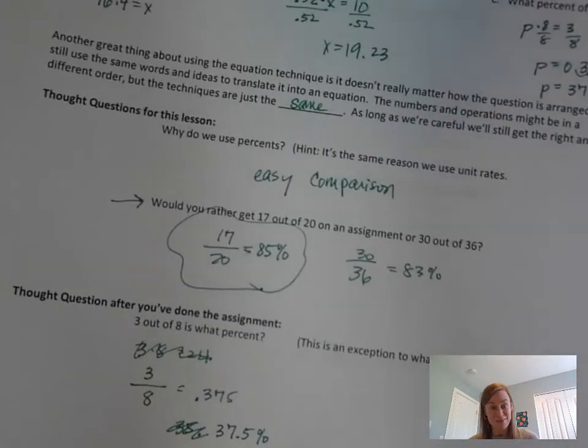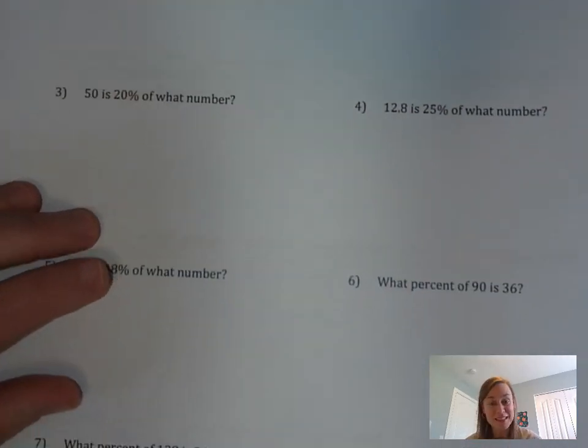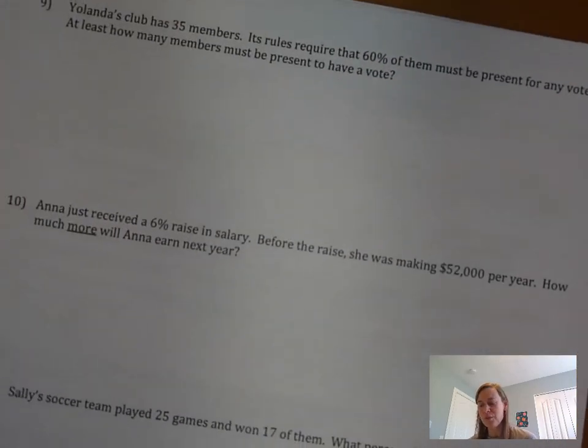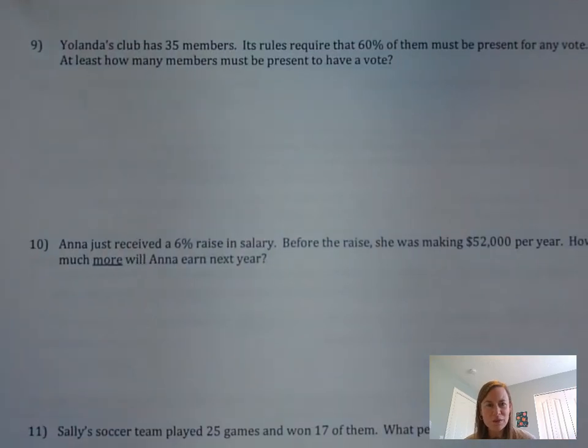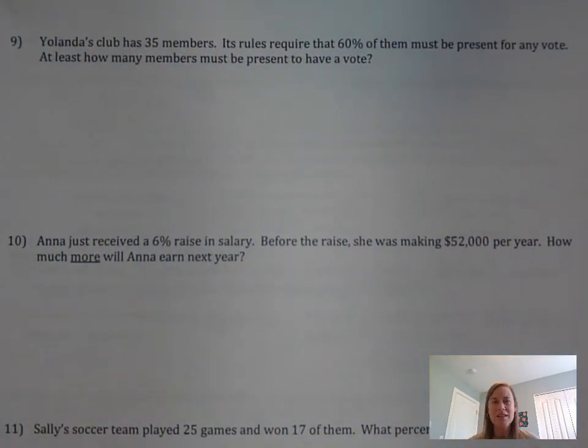So your assignment for today, you've got 8 questions on the front. It's all about translating those words into an equation. And then on the second page, you just have 4 word problems. Now the wording of these is a little bit different, so read them 2 or 3 times and make sure you're really feeling what they mean.